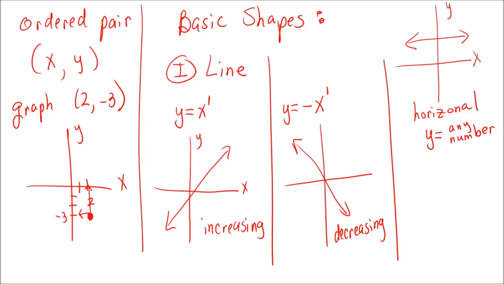And last but not least, you could also have a vertical line on the xy plane. Vertical lines have an undefined slope, and their equation is x equals any number. So you can basically tell from the given equation if the shape of the graph will be a line, and whether it will be increasing, decreasing, horizontal, or vertical.